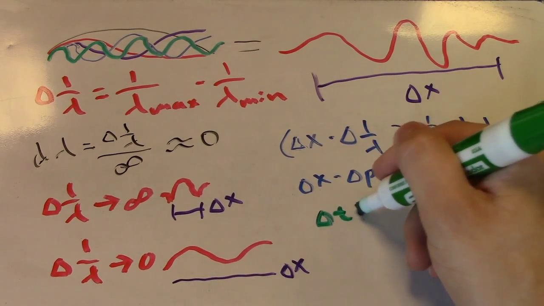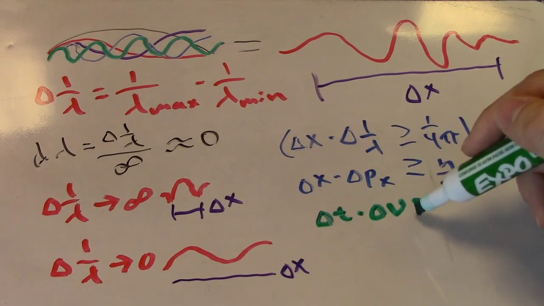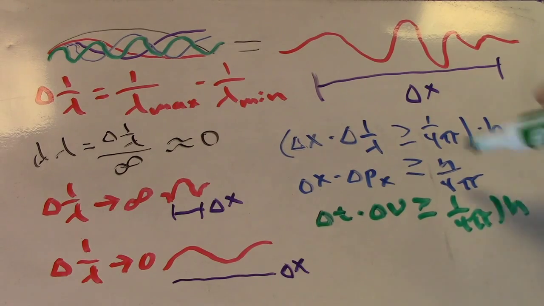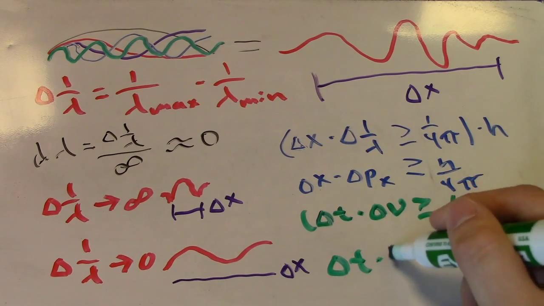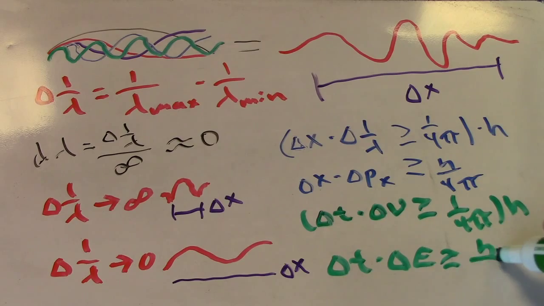There is a similar relationship between length of time, delta t, and range of frequencies, delta nu. Multiplying this by h and using our energy equation, we see that delta t times delta E for energy is greater than or equal to Planck's constant over 4 pi, giving us the energy form of the uncertainty principle.